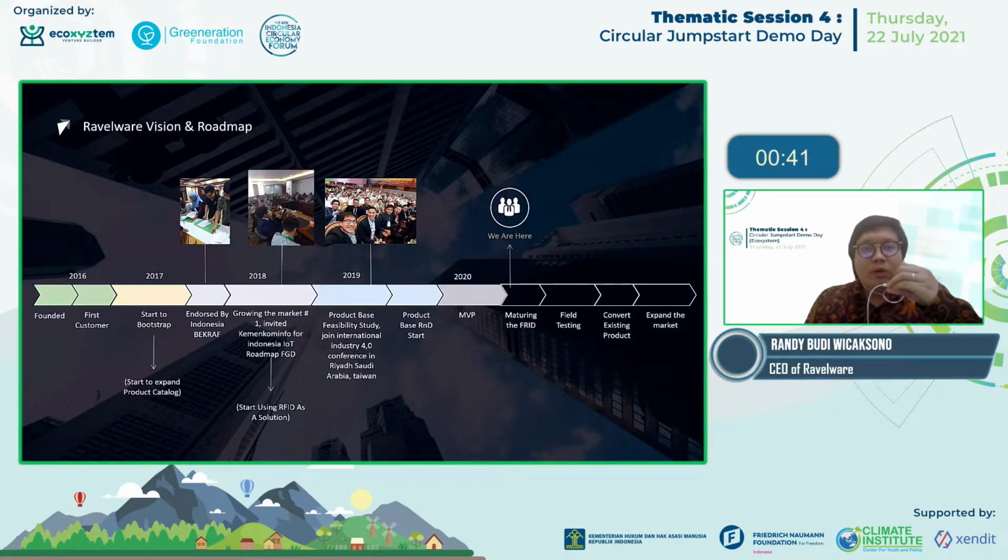At the moment, we are already halfway to our milestones to reach our goals. We have been endorsed by the Indonesia Ministry of SME, which is Bekraf. We have received an invitation from Kominfo for an FGD on the Indonesian IoT roadmap. And we have received countless invitations to international conferences like in Riyadh, Singapore, and Taiwan. I believe we have the skill. I believe we have the will. What we need right now is a chance to accelerate ourselves.